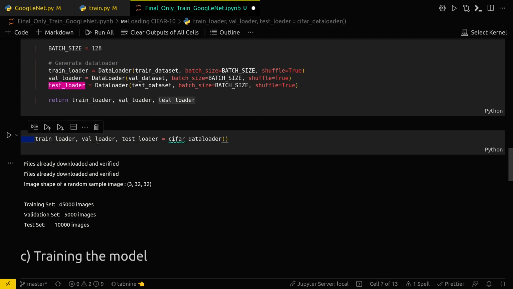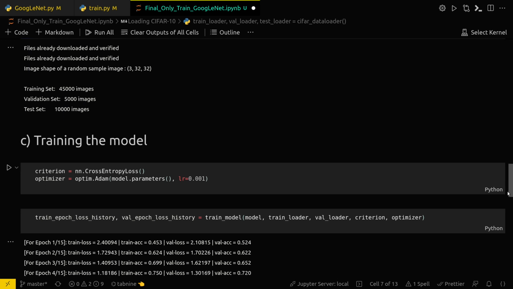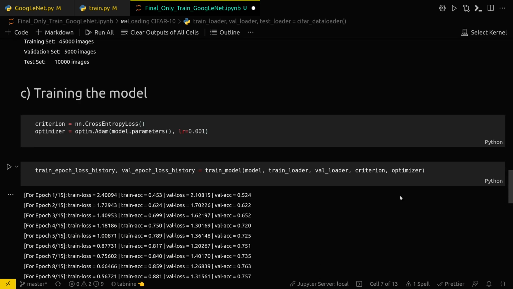Here in the next cell, I'm invoking them, so I will have the result. So we can see that image shape of random sample image is 3 by 32 by 32. That's the shape of CIFAR-10. And my training set is 45,000, validation 5,000, test 10,000. All looks good.